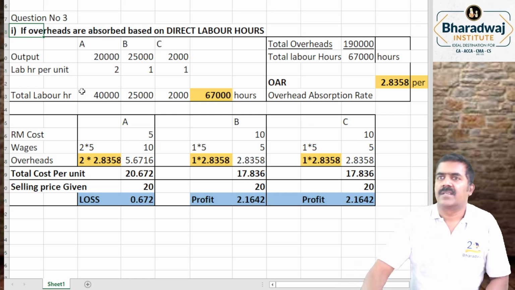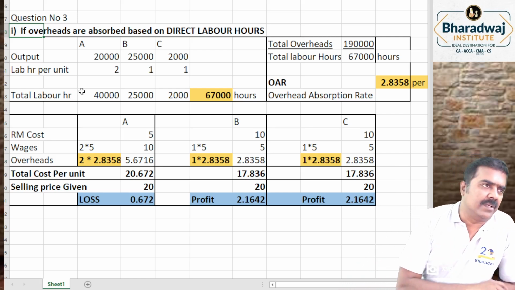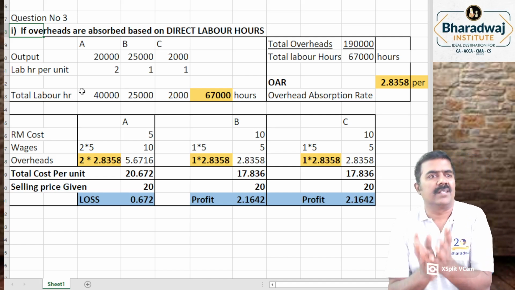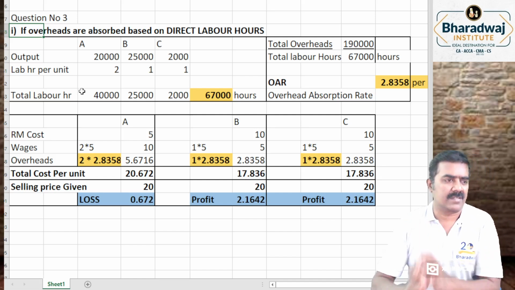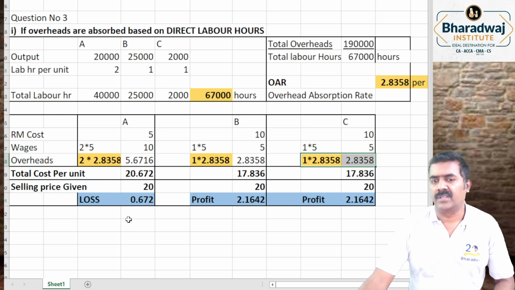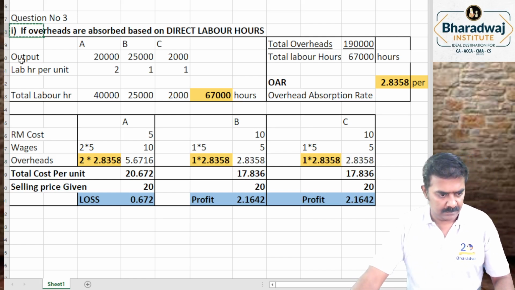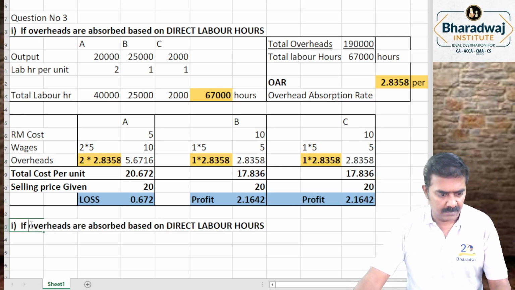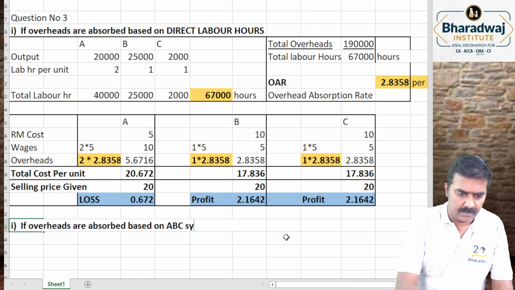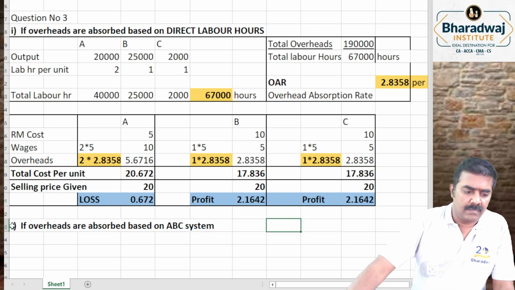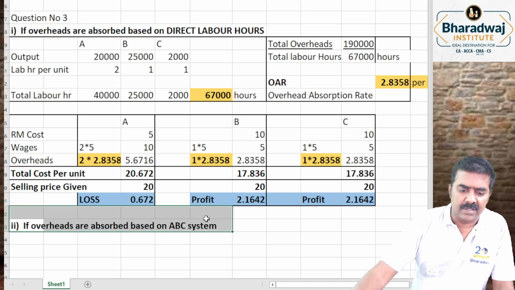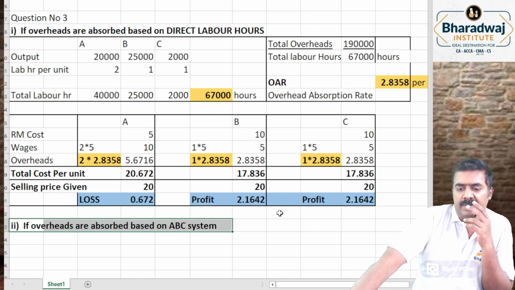Any doubt in this, friends? This is a starting point for which one? Activity-based costing. Any doubt in this? Overheads, we are allocating based on what? Labor hours. 2 hours into the rate, 1 hour into the rate, 1 hour into the rate. Same question they ask you: if overheads are absorbed based on which system? Activity-based costing system.